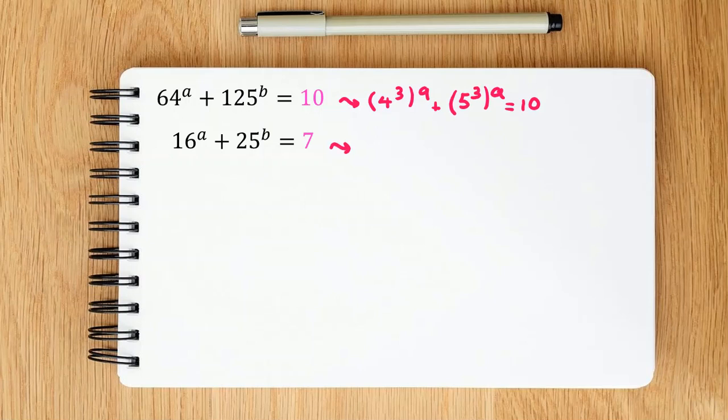Next one, 16 is 4 squared, so we can write 4 squared to the a, plus 25 is 5 squared to the b, equal to 7.